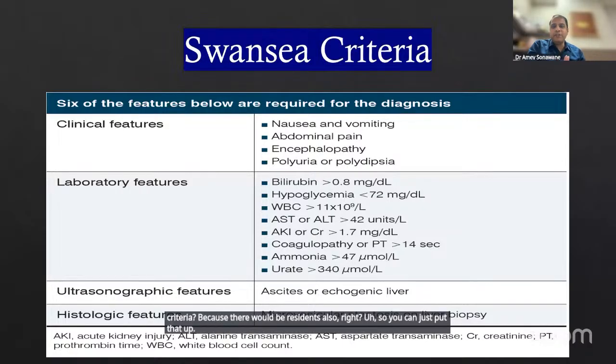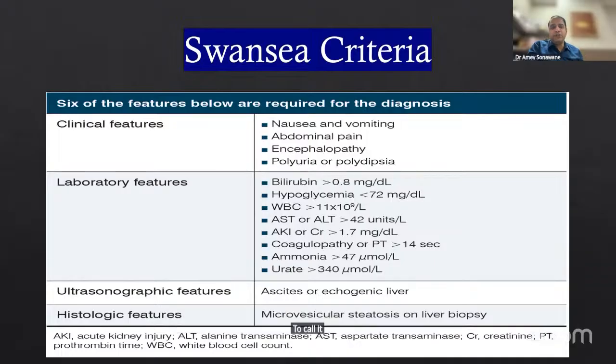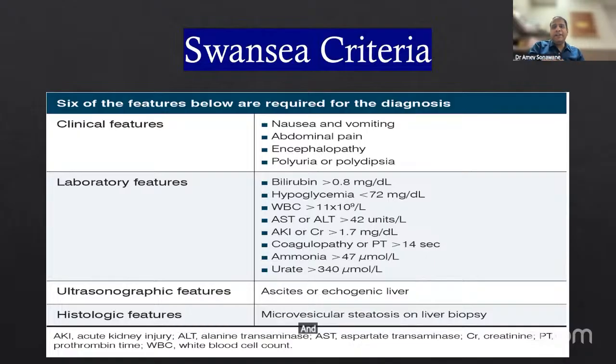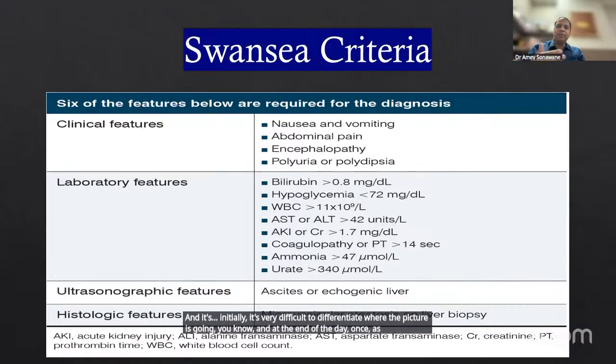It's a very exhaustive criteria: 6 clinical features, 7 laboratory parameters, and 1 ultrasound, and at least 6 should be positive out of all those to call it. And I completely agree with Ashwati that most of these liver issues in pregnancy have some overlap with each other, and it's very difficult to differentiate where the picture is going. Once the patient clinically progresses over a period of time, the picture becomes clearer as time passes. So AFLP definitely is an emergency, and hypoglycemia is the most important feature that we see here.